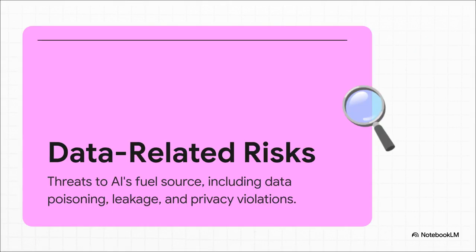First up, we've got data-related risks. You know, an AI model is only as good as the data you feed it. So what happens if an attacker poisons that data? Subtly corrupts it to get the AI to do what they want. Or what if the model accidentally leaks sensitive private info it was trained on? This is all about protecting the AI's fuel source.